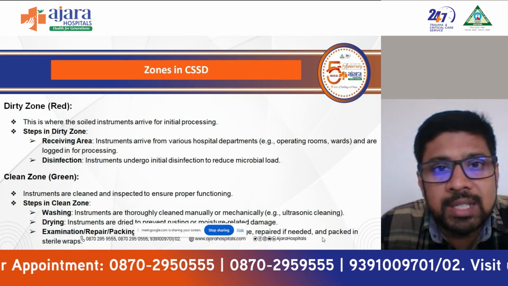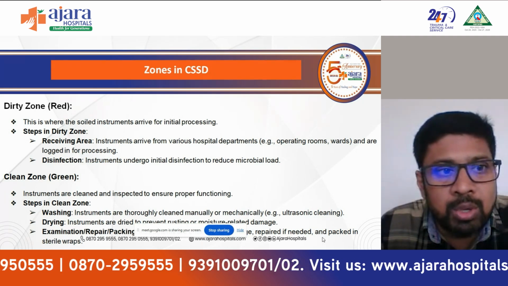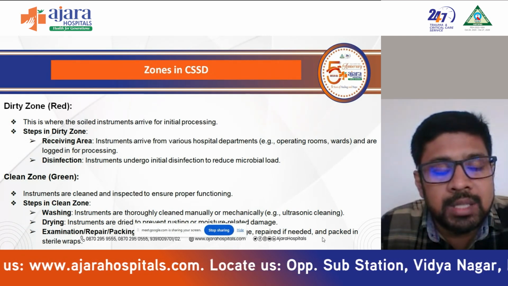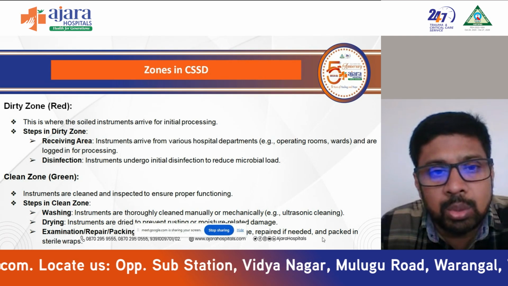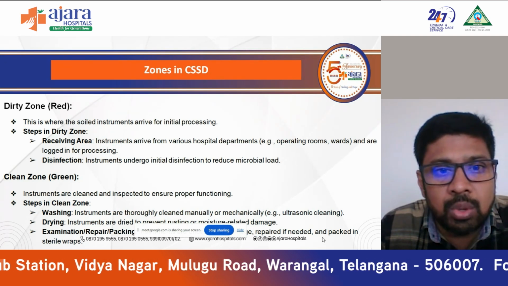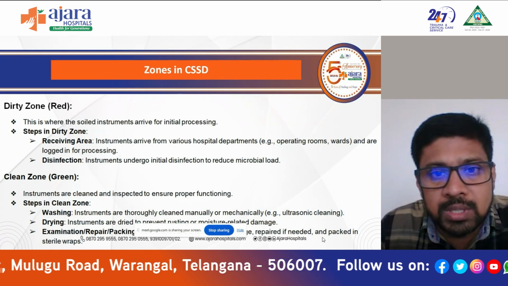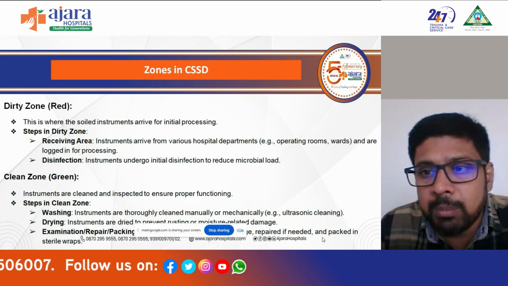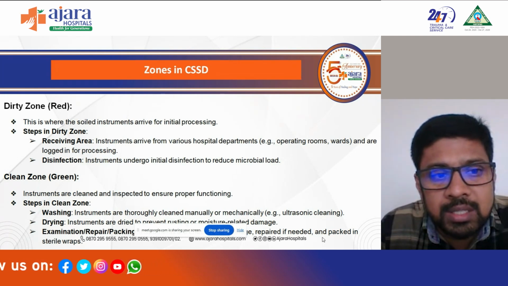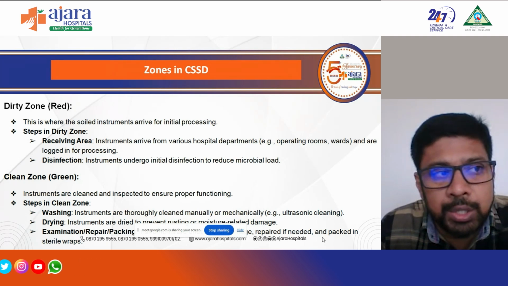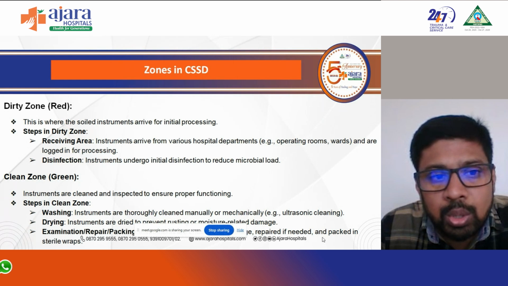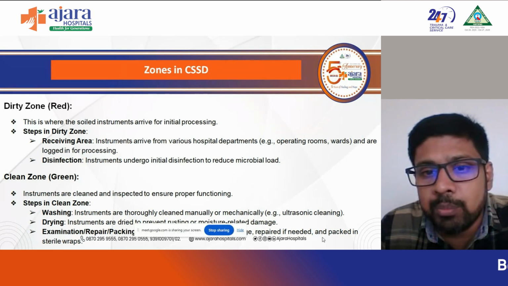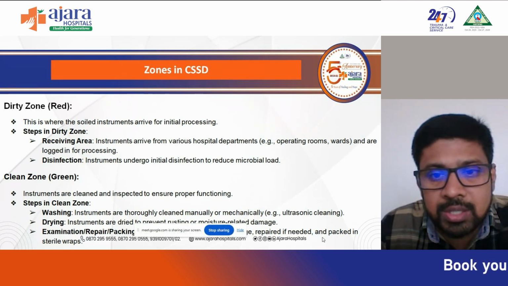Next, we'll see some details about the zoning in the CSSD. First, we'll talk about the dirty zone. We give the color code red for the dirty zone. It's a contaminated zone. The soiled instruments come from different departments and OTs, and they come only through the dirty zone. Once the instrument is soiled, it is sent to the CSSD for the sterilization process through the dirty zone. There is a receiving area in the dirty zone. The instruments arrive from the various departments and are received there, and there is a receiving register. We need to maintain the register, and according to that protocol, we receive the soiled instruments and go for the disinfection process. The instrument will undergo proper disinfection according to the manufacturer's instructions and NABH guidelines.